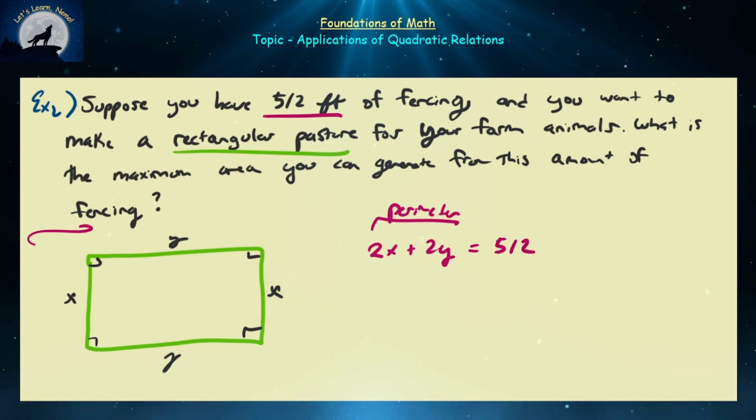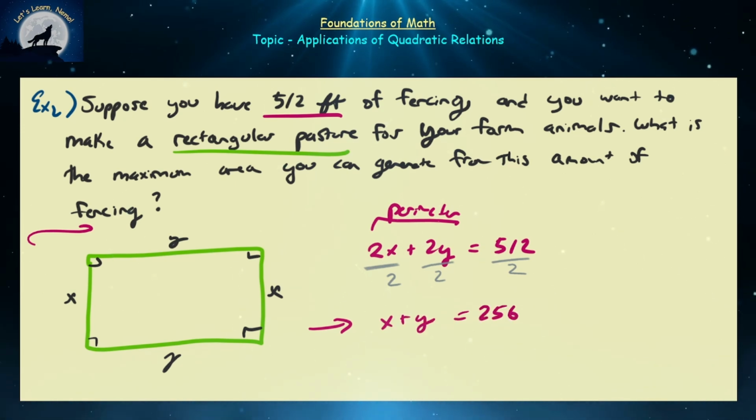Obviously we can clearly see that we have 2, 2, and a number that's also divisible by 2 in this equation. So we can divide everything by 2 just to make this equation a little bit nicer to deal with. This is going to give us x plus y equals 256.